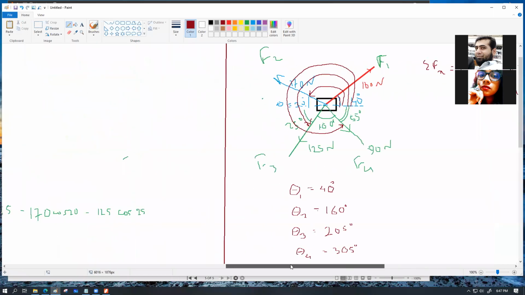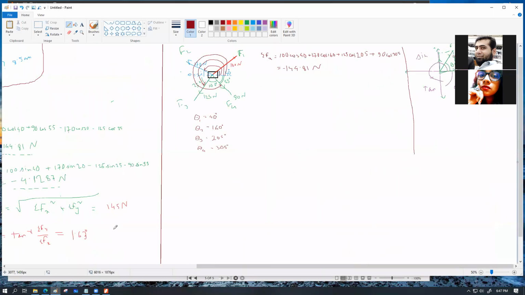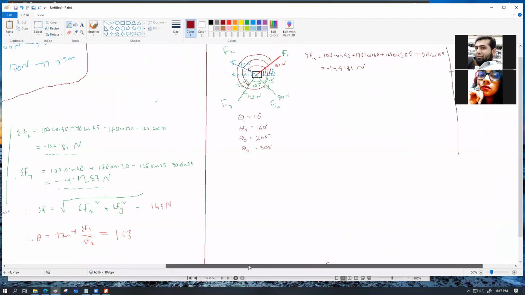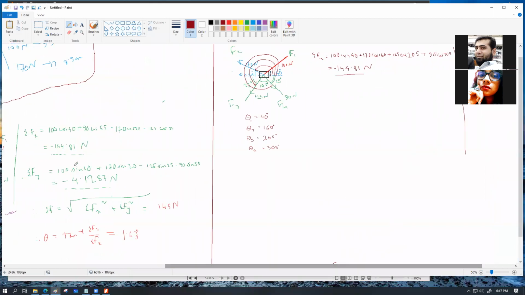-144.81. Compare these two numbers, this one and that one. What do you get? You get the exact value. So do you understand what I'm trying to show you? Do you understand the difference in the procedure that I'm trying to highlight here, everyone?